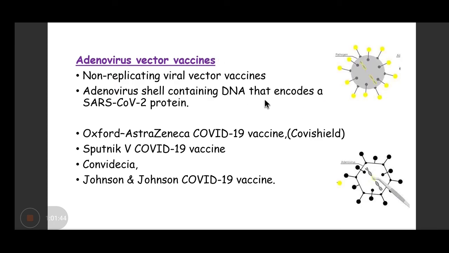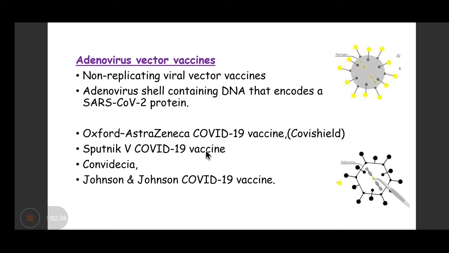Adenovirus vector vaccines are those in which an animal source adenovirus is taken, and a small part of SARS-CoV-2 RNA is incorporated into the adenovirus, the animal origin or the chimpanzee adenovirus. Because this adenovirus is genetically modified and now contains SARS-CoV-2 RNA, it will also make the spike protein on its surface. So this adenovirus can now be given as a vaccine agent.